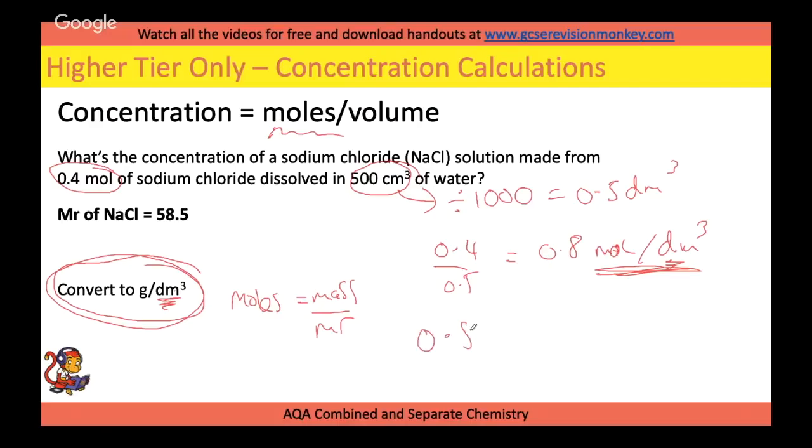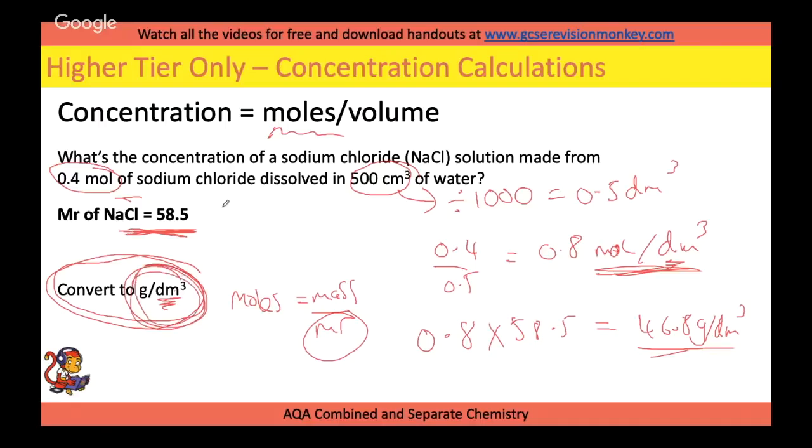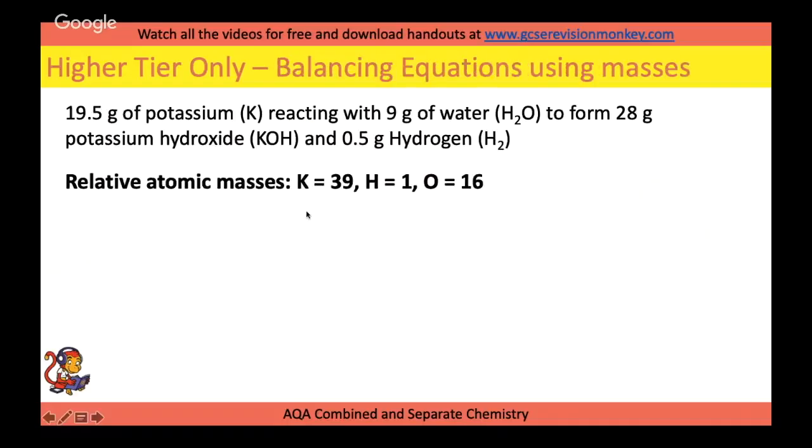So we'd have 0.8 from before multiplied by the relative formula mass of sodium chloride, which they've given you here, to give you 46.8 grams per decimeters cubed. So this is a case where they've asked you, look at the units carefully, for grams per decimeters cubed and not moles per decimeters cubed. Could be 4 marks or so for that question.